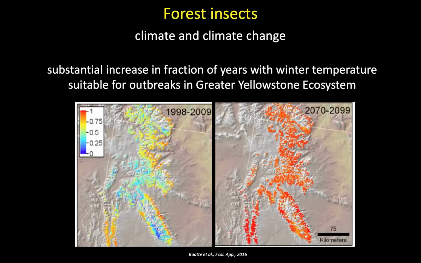But by the end of the century, the map on the right indicates that with a high emission scenario, the warming winters will lead to favorable conditions in wintertime for mountain pine beetle outbreaks throughout the whitebark pine habitat in the greater Yellowstone ecosystem.